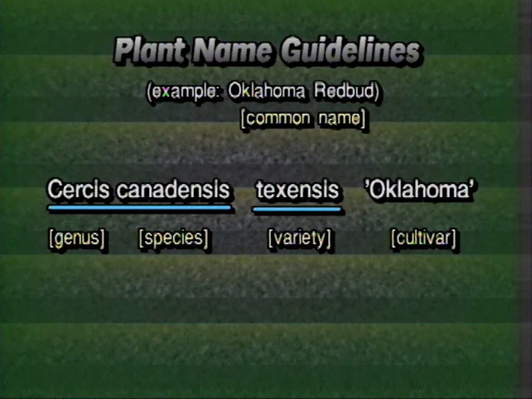The second word, the species, in this case canadensis, is in lowercase letters, and both of those are either underlined or italicized. The variety name is written in lowercase letters and underlined and italicized, and what's most important for us is the cultivar name is written with capital letters in single quotes, and that's where we get the Oklahoma redbud and the forest pansy.